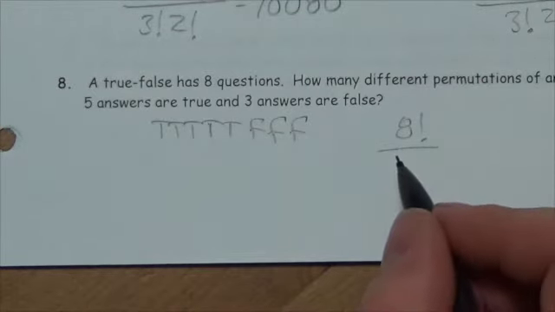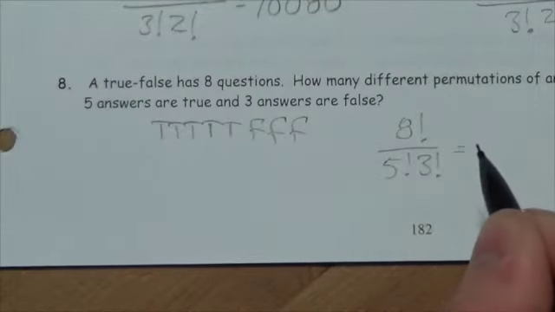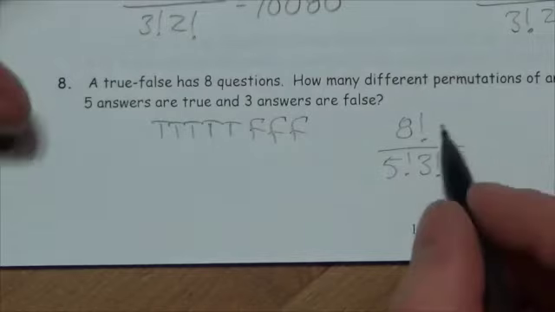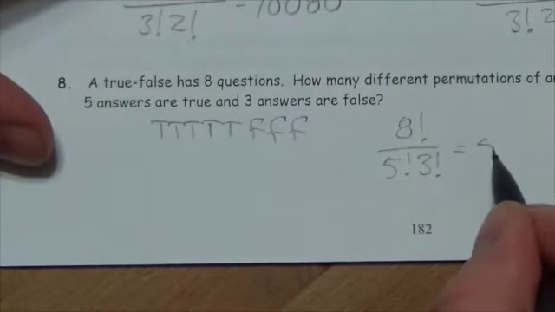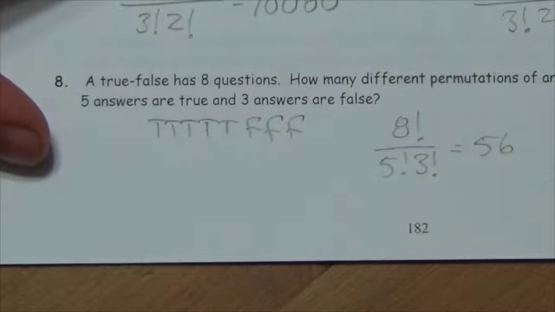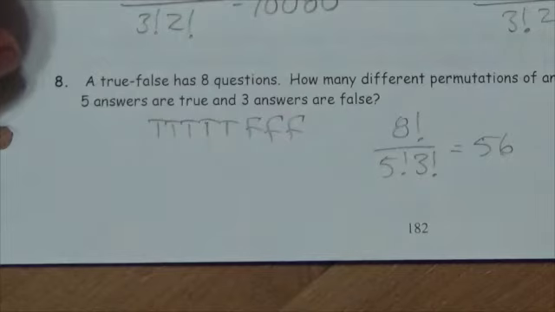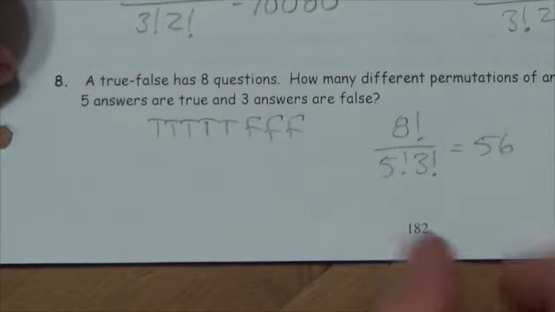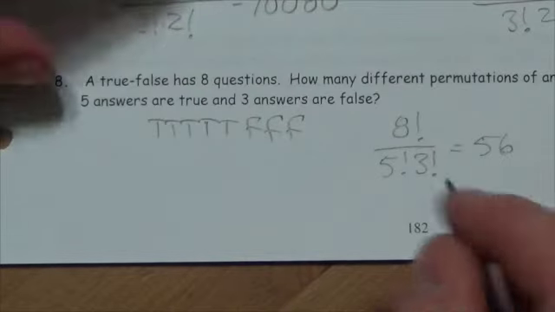And then we're going to divide by the repetition. So the 5 factorial multiplied by the 3 factorial. You just plug this into your calculator. And actually, it turns out you don't have that many unique ways of organizing 5 T's and 3 F's here. There's really only 56 unique ways that you could do that. But it's certainly quicker to come up with that number this way than it is to try to create them all from scratch.